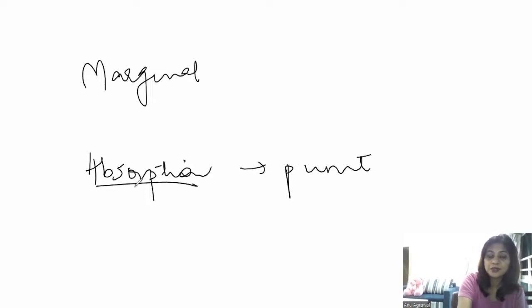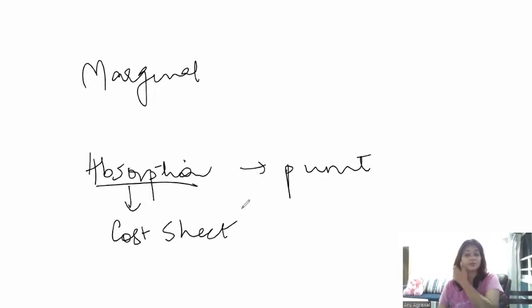Now, what is absorption costing? It is nothing but that cost sheet which you people made. In the cost sheet, you had all the expenditures, material, labor, factory overhead, admin overhead, selling overhead, all the expenses, fixed plus variable, all expenses. You had collected on that cost center, divided it by number of units, and you got out with per unit cost. That's known as absorption costing.